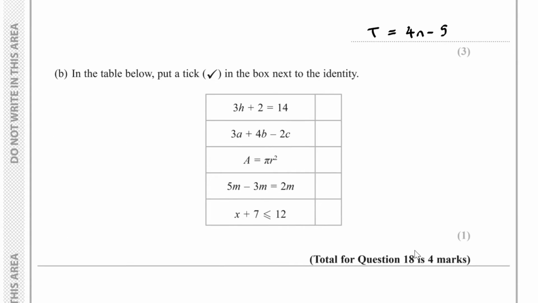And now for part B, we have to put a tick in the box which is next to the identity. Well, technically all of these are wrong because an identity should have 3 lines. But whatever is on the left hand side must be the same on the right hand side. So this is an equation, this is an expression, this is a formula, this is an inequality, so this here is an identity. And technically we should have 3 lines, like so.